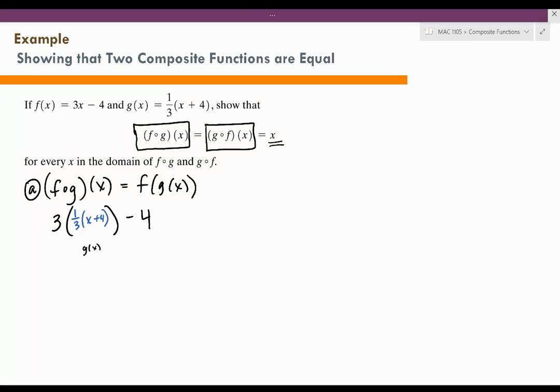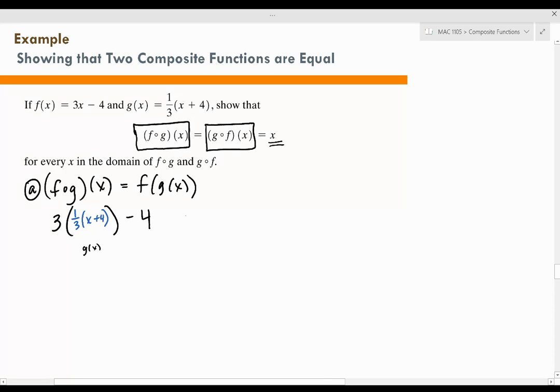Okay, now I need to simplify that. So I can do 3 times 1/3, which is 1, which is going to leave me with x plus 4 minus 4. Then we can combine like terms, so plus 4 and negative 4, that's 0, which just gives me x. So that's what the first one gave me.